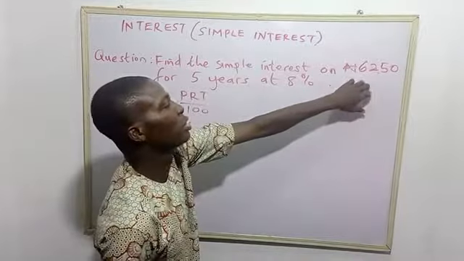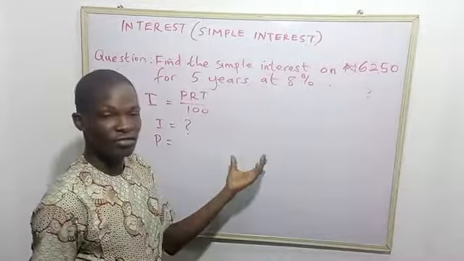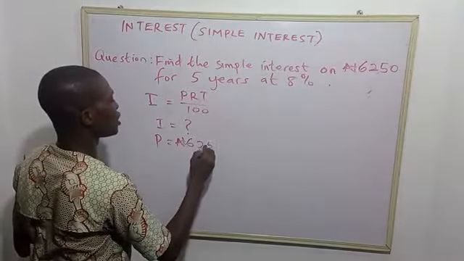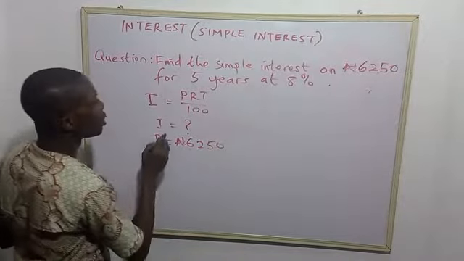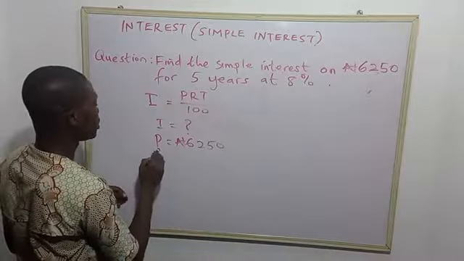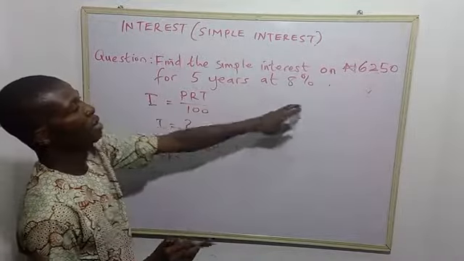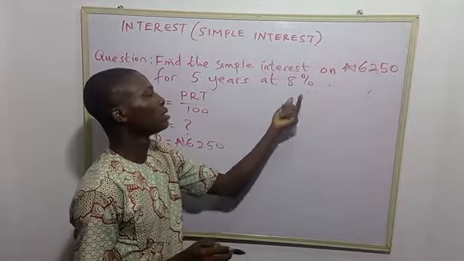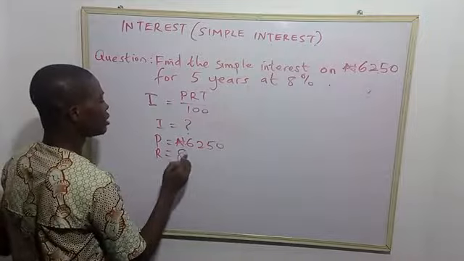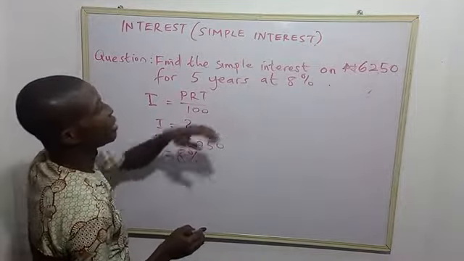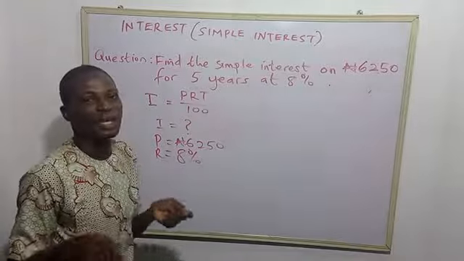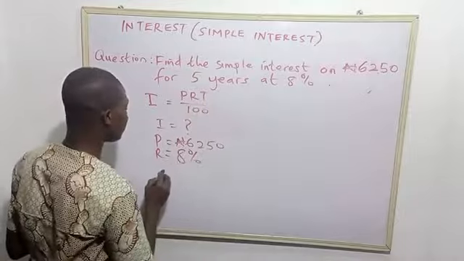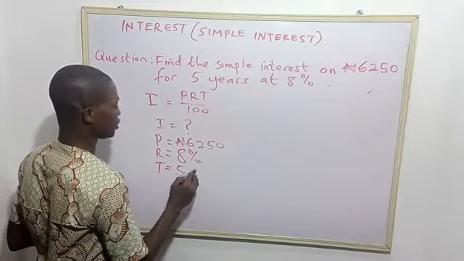That is this. The principal is what is, I've defined it. So this is it. You write your 6,250. Okay, and then what's our R? The rate. Always take note. It will have percentage sign. That is the rate. So write 8%. Then of course, the time will always be expressed in months, days, or years. So this one we're having 5. The time is 5 years.